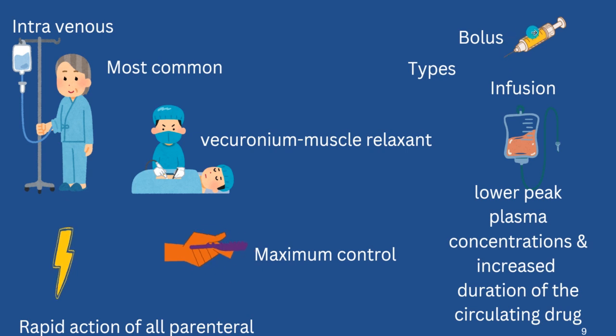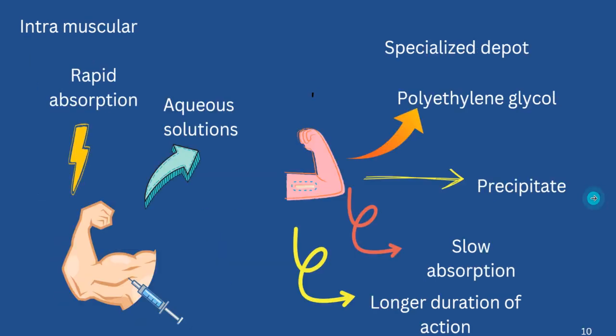With a bolus, we will get increased plasma concentration at a particular time, but the duration of action of the drug is short, whereas with infusion, there will be less peak plasma concentration initially, but the duration of the drug will be long because it can be titrated for a longer duration. Now we'll go to the next parenteral route of administration, that is intramuscular.